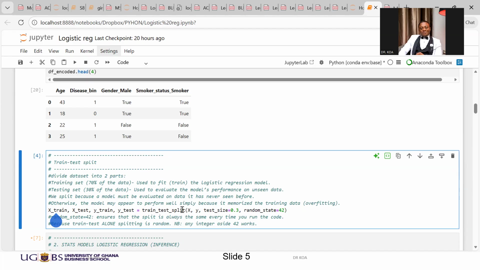So whatever you do, you split the data into two. And the reason why you got to do this splitting is because a model has to be evaluated against a data set it has never seen before.